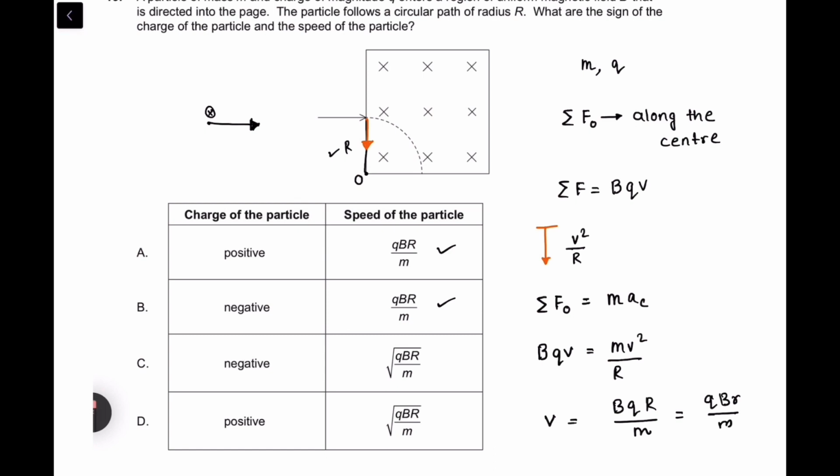So where will you get the direction of the force? You'll get the direction of the force BQV in this direction. But we want the force direction to be in this direction. This was for our positive particle. The method that we followed was for positive particles, but for negative particles the direction just reverses. So the particle charge must be negative and the speed must be qbr by m. So this is our correct option, option B. Proceeding on to question number 20.